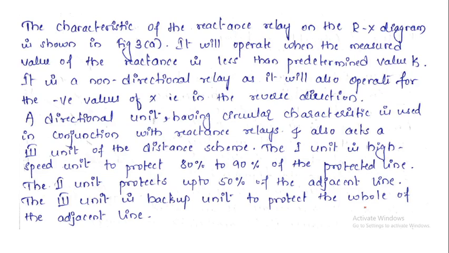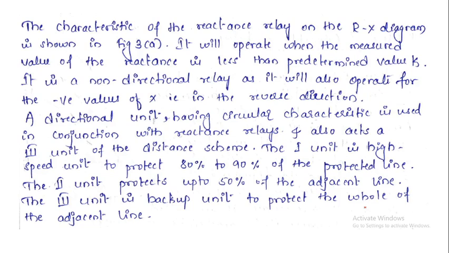Now, moving on to the first unit, a high speed unit to protect 80% to 90% of the protected line, as I have already told you. The second unit protects up to 50% of the adjacent line. The third unit is a backup unit to protect the whole of the adjacent line. So, this is how the characteristic represents the three zones. First zone is up to 80 to 90%, second zone will be up to 50%, and third zone is again a combination of first and second plus 25% of the third, acting as a backup protection.